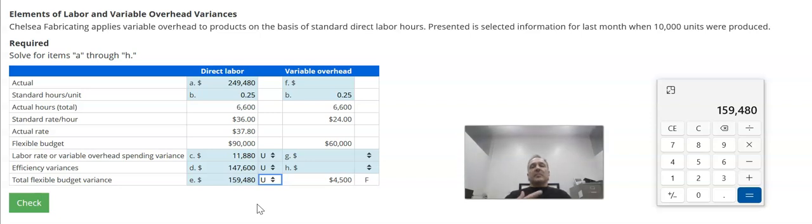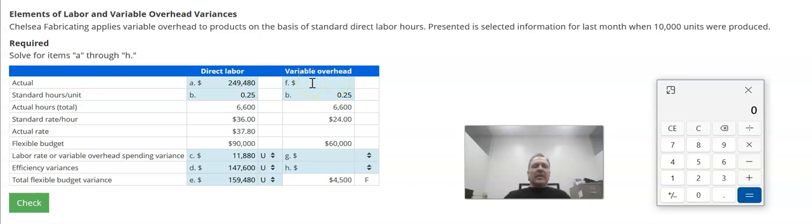If one of these had been favorable and the other had been unfavorable, we would have to net those out. So if, let's just say hypothetically, this was a favorable variance here, then our answer would instead be something like 135,000 unfavorable. But we just had to add those together. Now that gets us through requirement E.